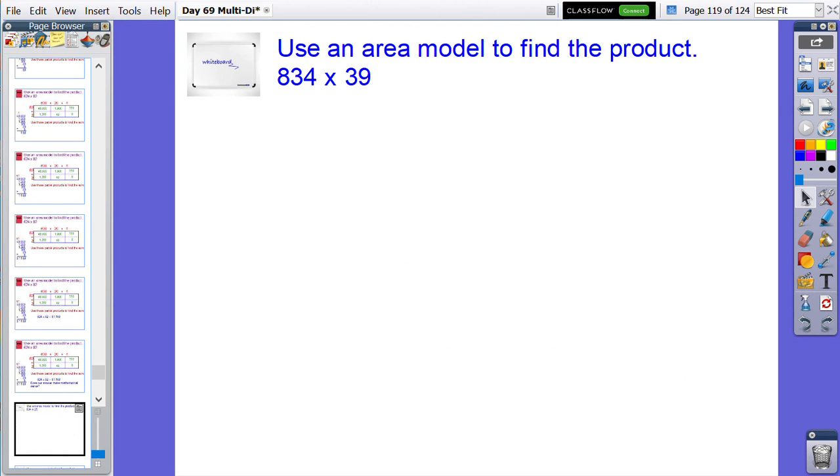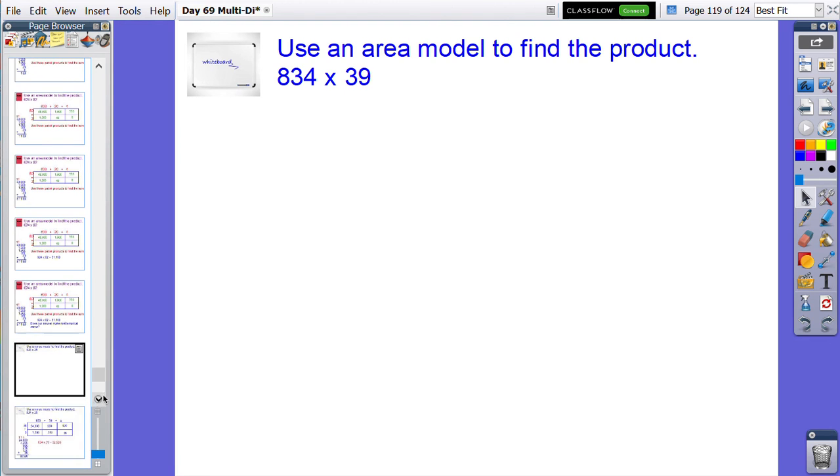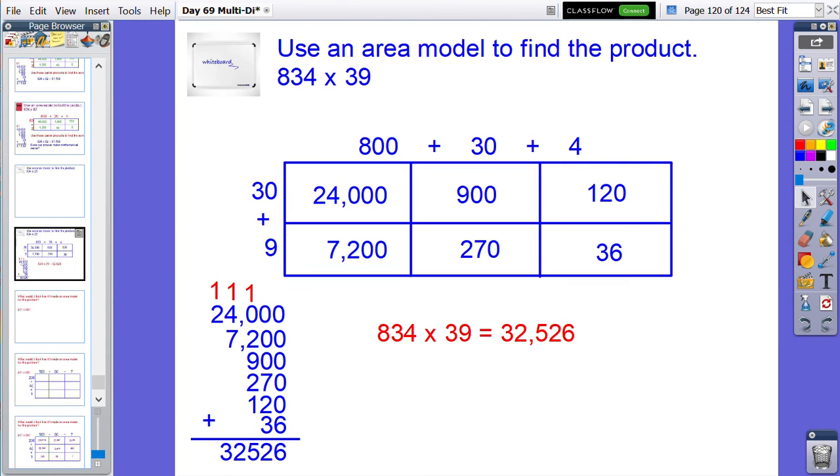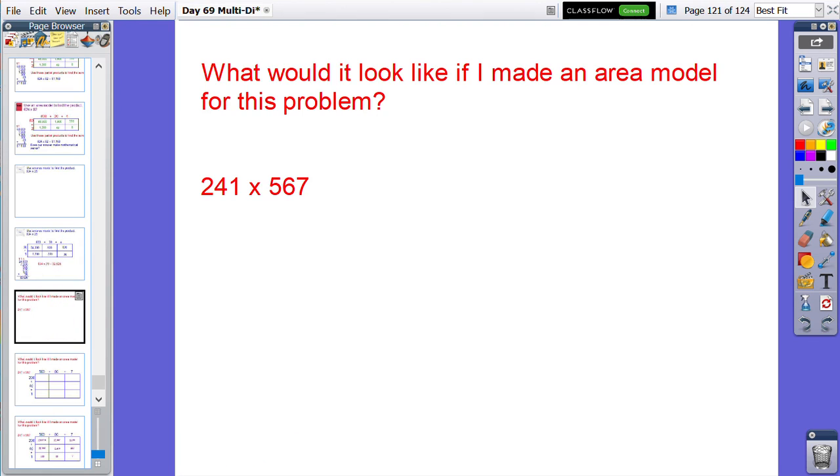Okay, for the next one, I want you to find the answer using an area model, and then pause the video and press play when you are done. Okay, you should have gotten 32,526. 800 plus 30 plus 4, 30 plus 9, multiply the value of each digit, add up all of your partial products to find your answer.